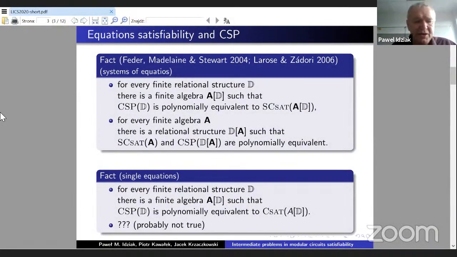So with a system of equations, we can translate, we can change one template to the other, the relational one to the algebraic one, and replace a system of equations by a CSP query. For a single equation, the translation works only one way, and probably, as I will show later, it's not true the other way.